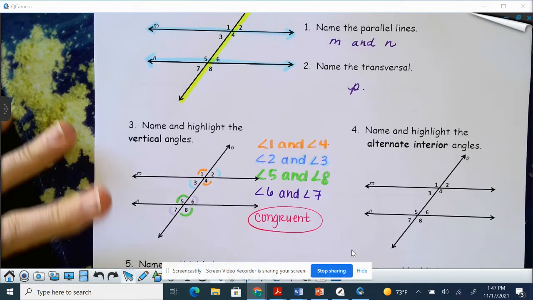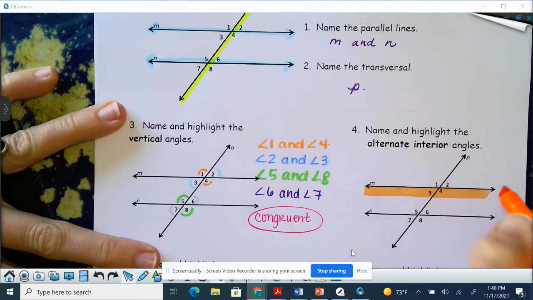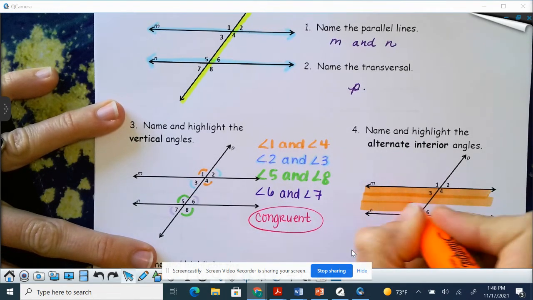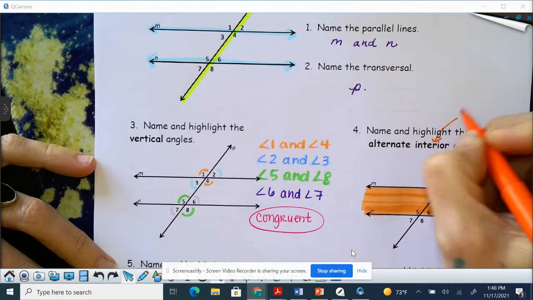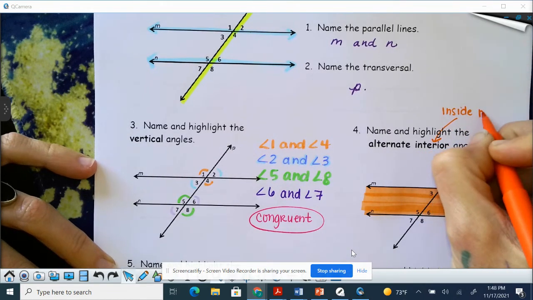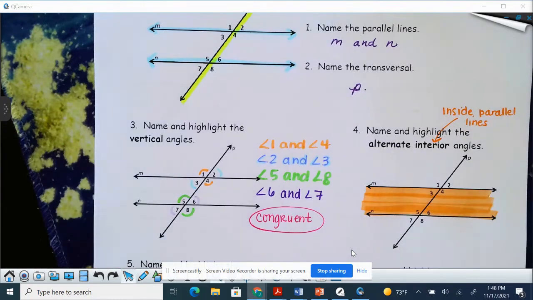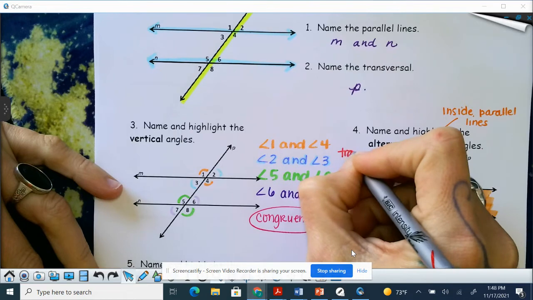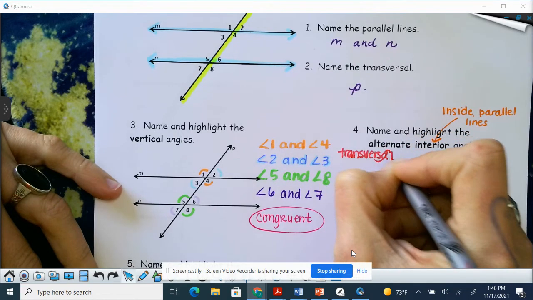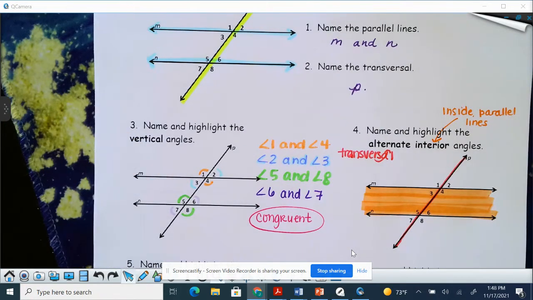Now, alternate interior angles. So interior is referring to inside the parallel lines. So anything that says interior, we're talking about inside the parallel lines. And then alternate, that is referring to the transversal. So alternate means from side to side, and this is referring to that transversal. So alternating along this line. So that means they're not going to be on the same side. They're going to be on opposite sides.